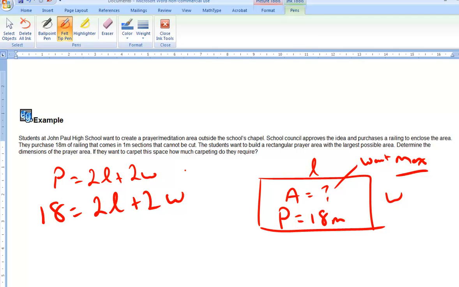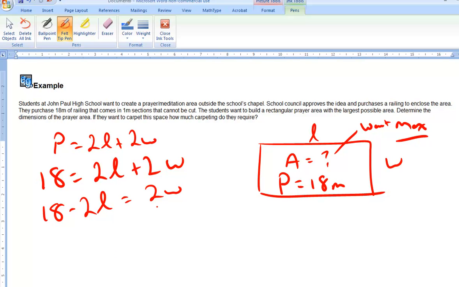Okay? So what I'm going to do is take 2 lengths away from each side, because I'm going to do the same to both sides. So I'm going to minus both sides by 2 lengths. So I've got 18 minus 2 lengths equals 2 widths. I took 2 lengths from both sides. And now I want width on its own, so I can divide everybody by 2. So I'm going to divide everything by 2.